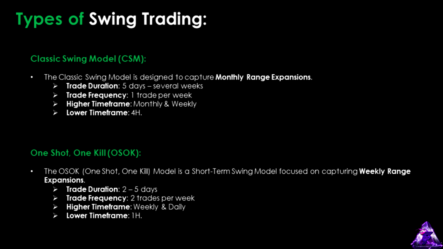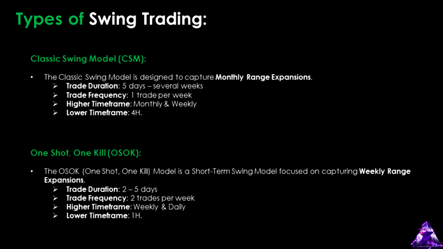First, let's start with the classic swing model, which I like to call the patient trader's model. This approach is all about playing the long game, focusing on capitalizing on monthly range expansions. You let your trades ride for larger moves, meaning they take longer to play out. Because of this, setups are limited. You might get 2 to 3 setups per month on average, with a maximum of 4 to 5.